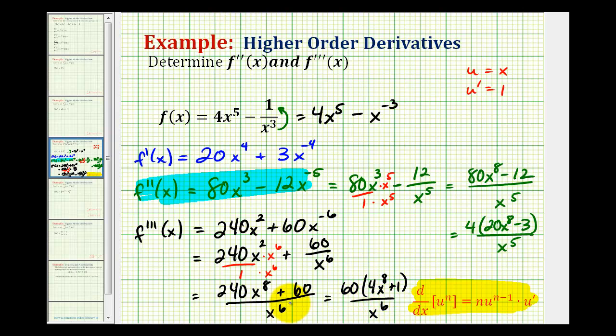And again, these last two steps might not be necessary, but just in case you're trying to match a specific form of a function, here's how you can do it.